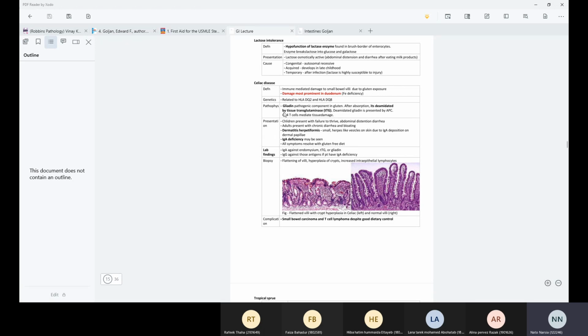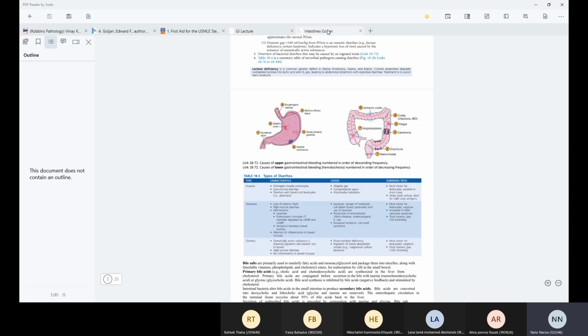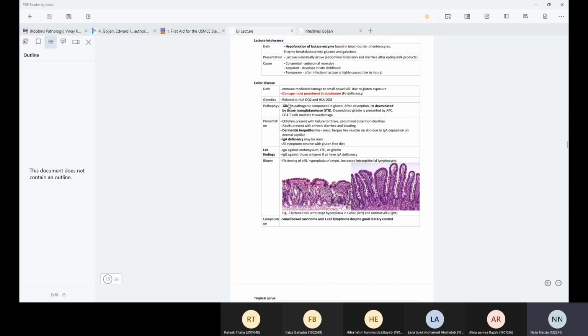Pathogenesis here is important. You need to read it; it is well explained in Goljan. It's not complicated. Just memorize gliadin, how it functions, what type of autoimmune reaction we have, and the location. The most common location is the duodenum, and for that reason you have this deficiency. If you remember, this was mentioned in hematopathology in anemias: where we absorb iron, where we absorb B12 and folic acid. Wherever you have damage, you will have the appropriate anemia.